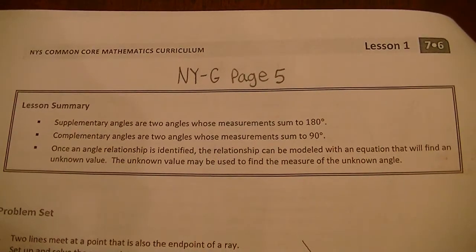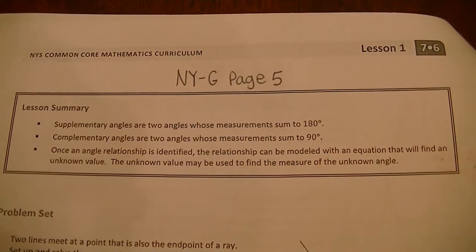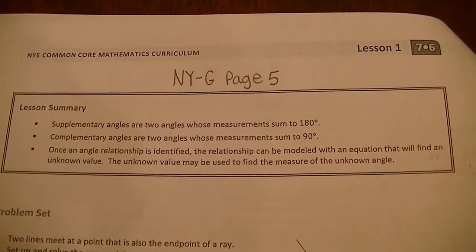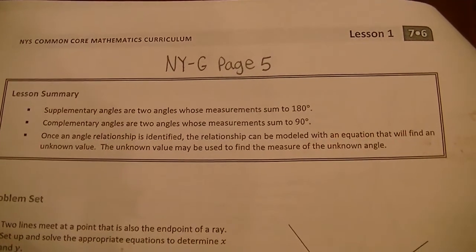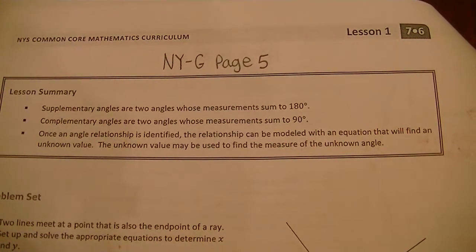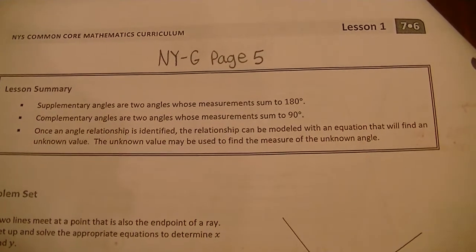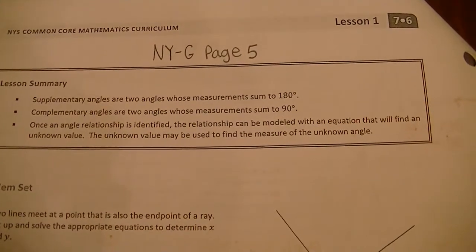Supplementary angles are two angles whose measurements sum to 180 degrees. Complementary angles are two angles whose measurements sum to 90 degrees. And once an angle relationship is identified, the relationship can be modeled with an equation that will find an unknown value. The unknown value may be used to find the measure of the unknown angle.